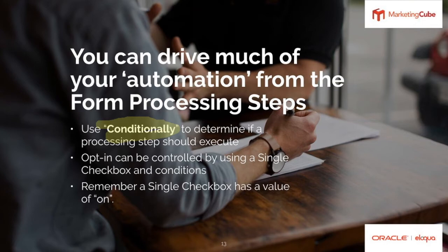What I'll do is show you some of the changes we've made to the form processing steps so you can see how that particular piece was executed. That opt-in can be controlled by just simply using that single checkbox and conditions. So the single checkbox on the front of the form and then the conditions in your processing area. But remember also the key thing, if you're not aware, that the single checkbox has a value of on. I'll explain why that's important in just a moment.